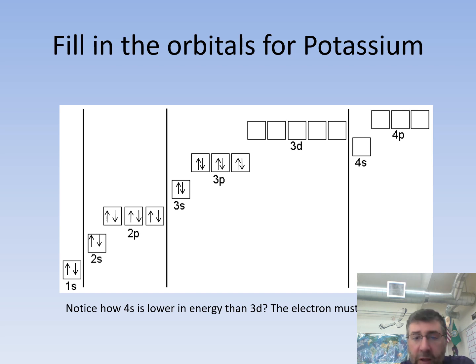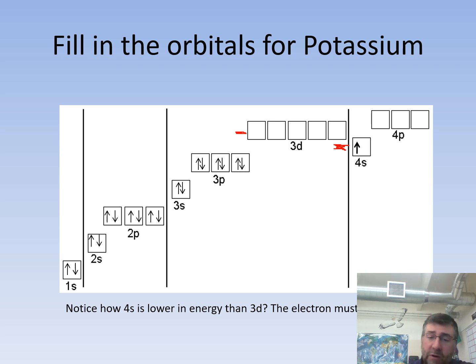Well, it's important to realize with the Aufbau principle that you go to the lowest possible energy level. And even though 4s is further from the nucleus, it's a little bit lower in energy level than 3d. And we haven't talked much about 3d, but realize on here that 4s is below 3d. So that final electron is going to go in the 4s.